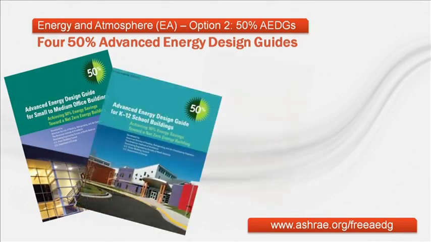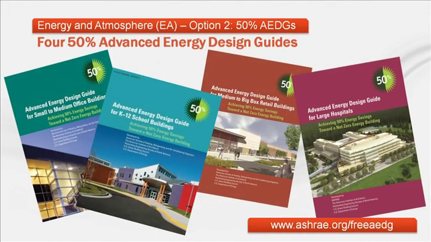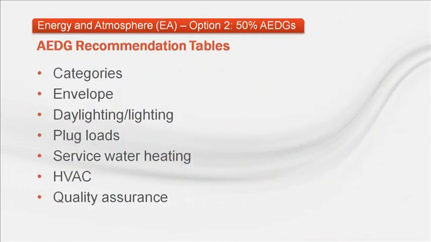From a background standpoint, to date, ASHRAE has published four 50% AEDGs: offices, K-12 schools, medium and big box retail, and large hospitals. All are available for free download from the site shown on the screen. Color-coded maps and recommendation tables are published for each climate zone, and recommendations are provided for the categories shown here.